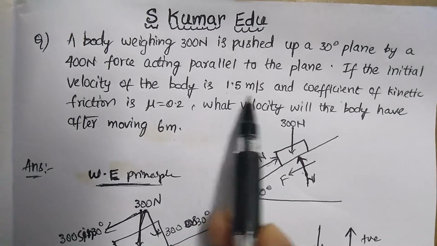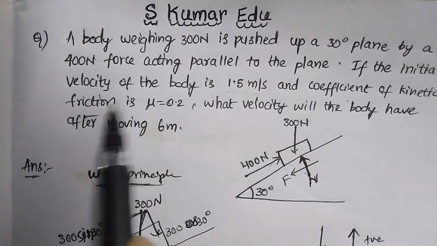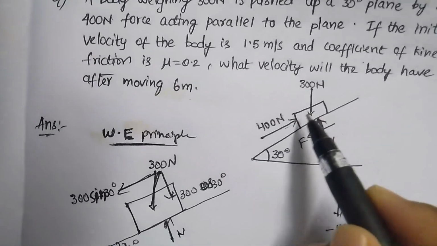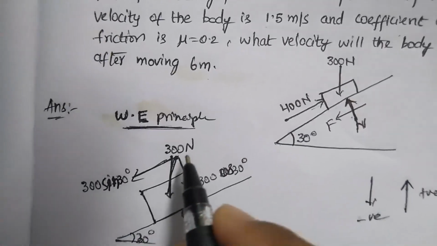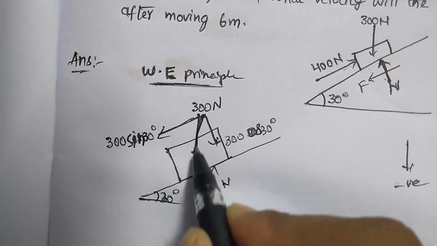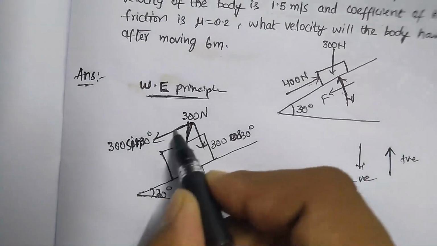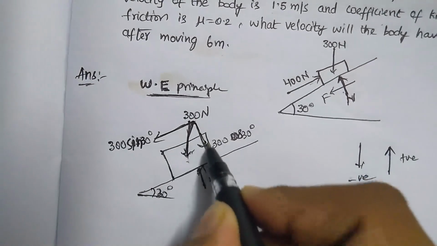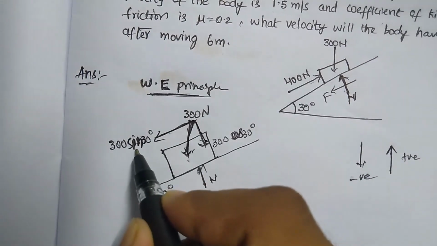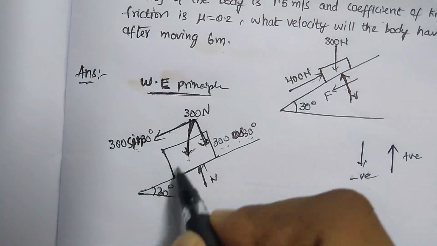U equal to 1.5 meter per second, that's the initial velocity. Mu equal to 0.2, the coefficient of kinetic friction as mentioned here. Let's look at the free body diagram of this block. Here 30 degrees, the force acting 300 newtons like this. So the two components are like this. This is 300 sin 30 degrees. This is 300 cos 30 degrees. Don't confuse here.